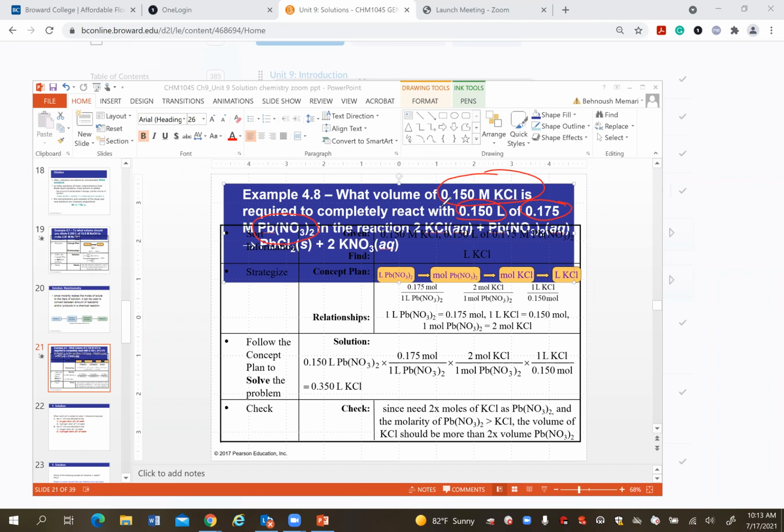So what would be my first step? My first step is to find the number of moles of lead nitrate, because that's the only one I have enough information for. How do you find the number of moles for lead nitrate? Can you tell me one more time? I want to find number of moles. What should I do to find number of moles for the lead nitrate?